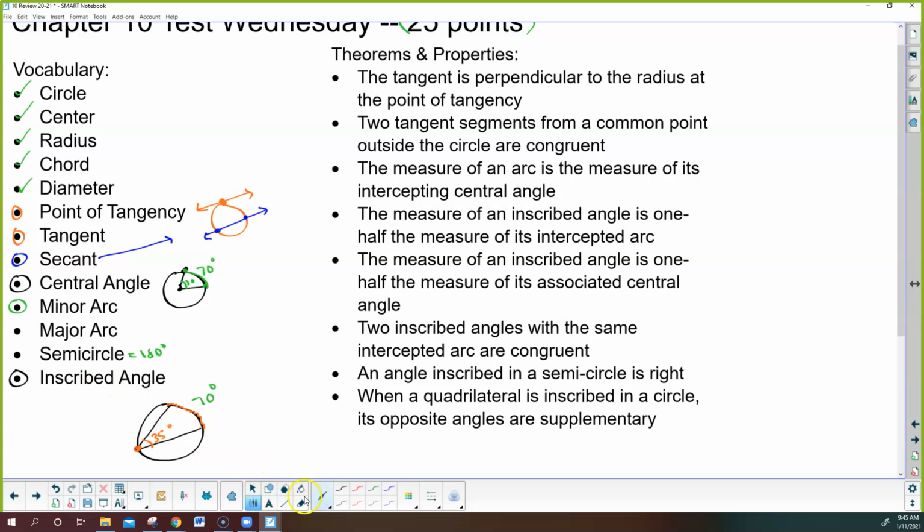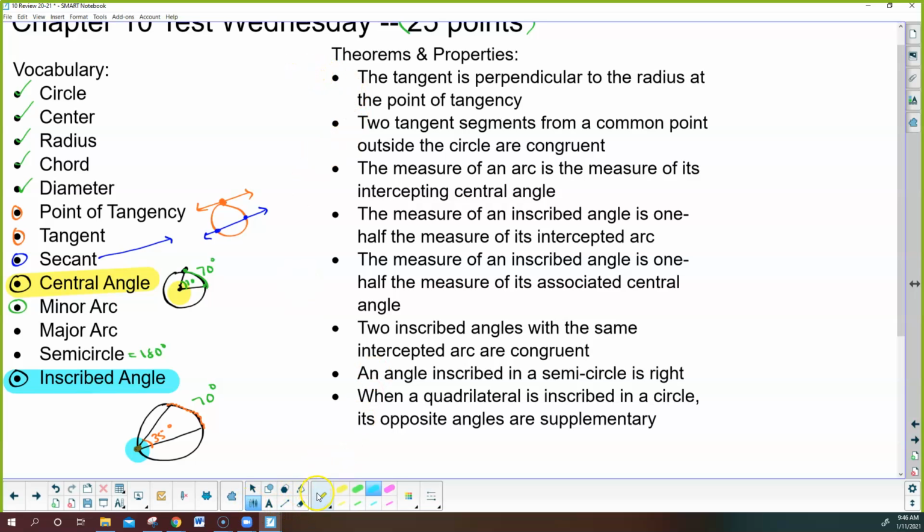All right, so know the difference between your central angles and inscribed angles. Central angles are based off of the center. Inscribed angles are when the vertex is on the circle. All right, so that's all the vocabulary that we learned. Then we had a list of theorems. Now we're just going to briefly talk about these.